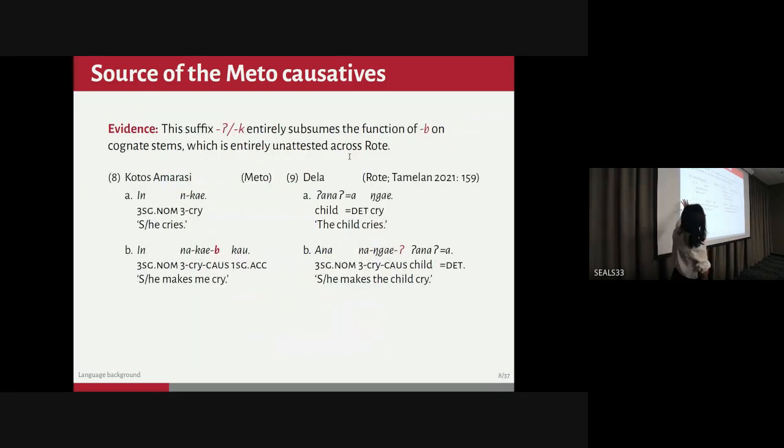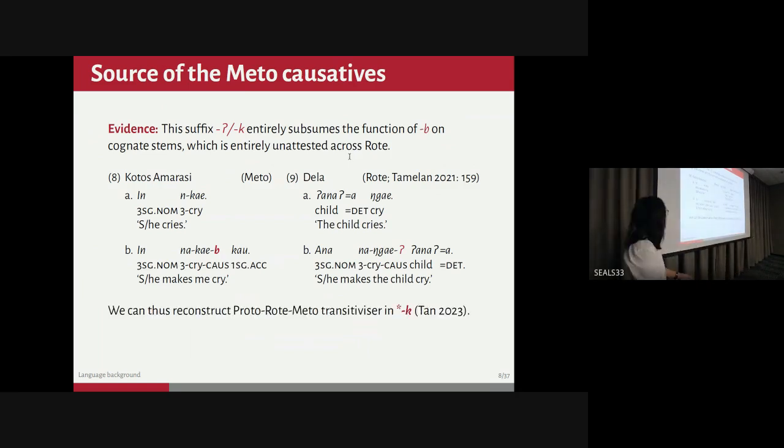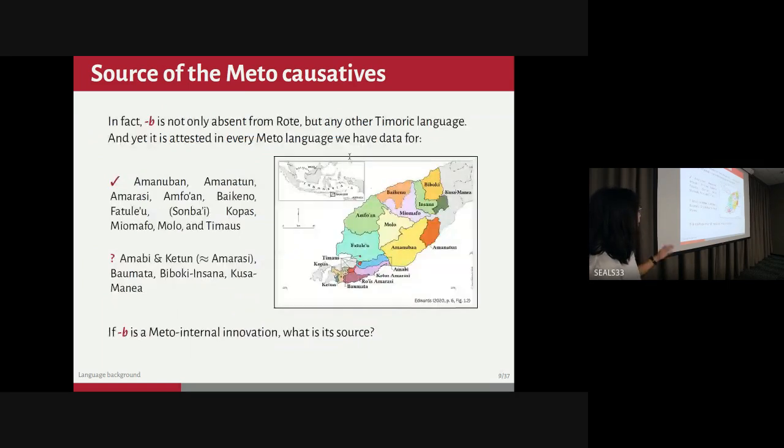So everywhere where in Amarasi or in Meto they use a B causative, so she cries, she makes me cry, the Rote languages will use a glottal stop causative instead, everywhere. So there's no B in Rote. So we can kind of use this to reconstruct a Proto-Rote-Meto transitivizing K. I don't think that's too controversial. But what we want to figure out is where the B is from, right?